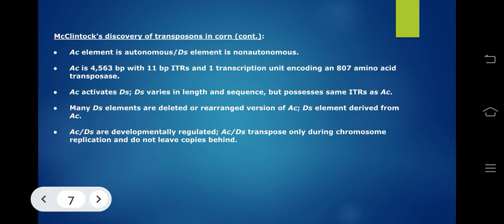McClintock's discovery of transposons in corn. The Ac element is autonomous, the Ds element is non-autonomous. Ac activates Ds. Ds varies in length and sequence but possesses some ITRs. Many Ds elements are deleted or rearranged versions of Ac. The Ds element is derived from Ac. Ac and Ds are developmentally regulated. Ac or Ds transpose only during chromosome replication and do not leave copies behind.